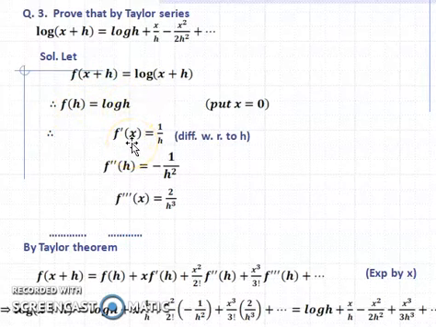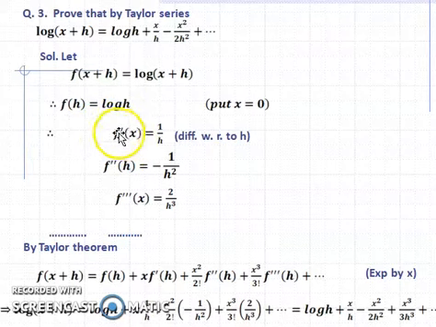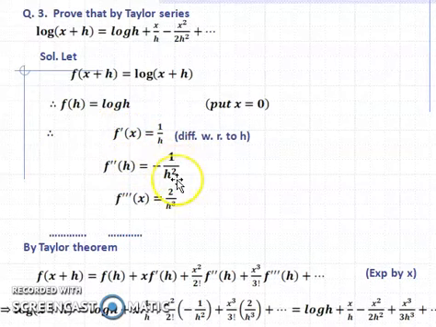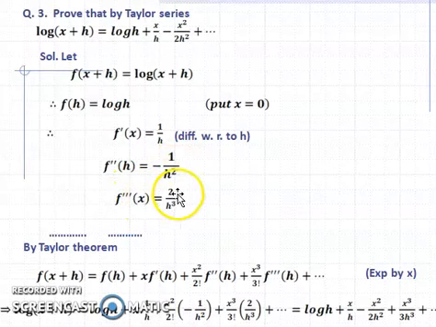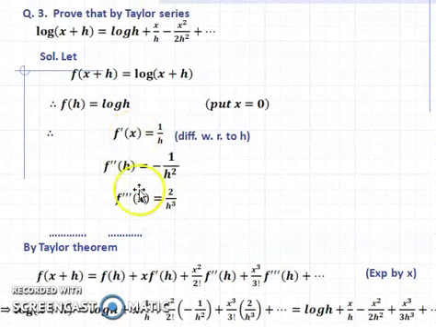After differentiation, f'(h), not x, equals 1/h, f''(h) equals −1/h², f'''(h) equals 2/h³. Please correct it here, in place of x it is h. Now plus and so on.